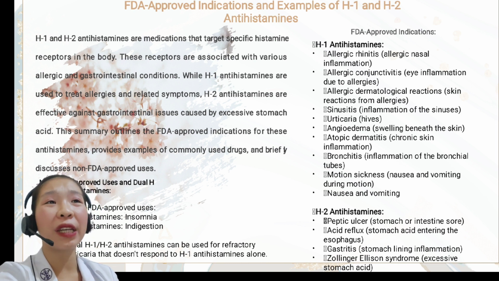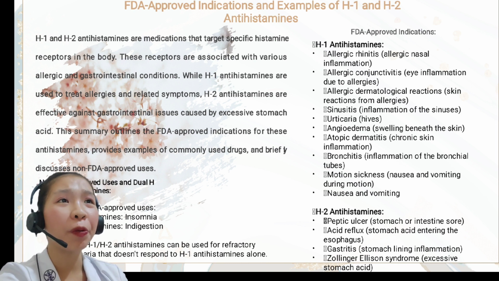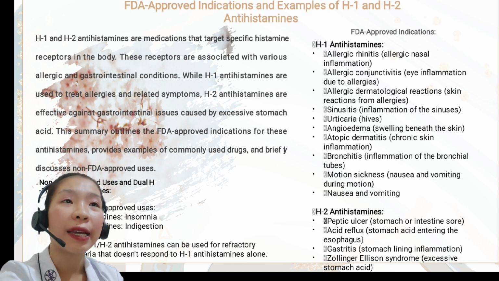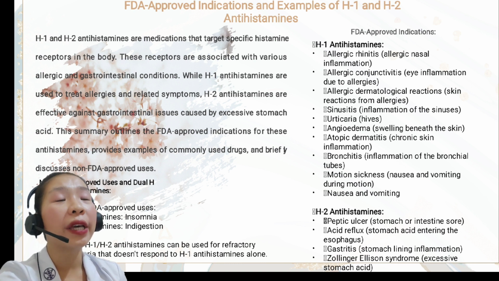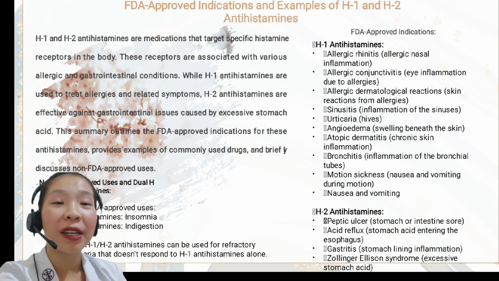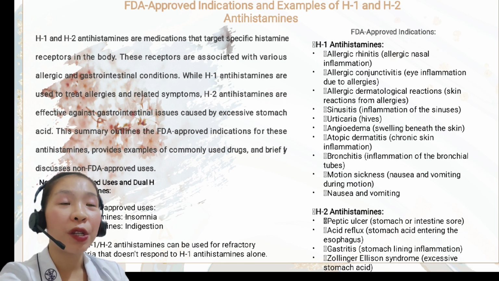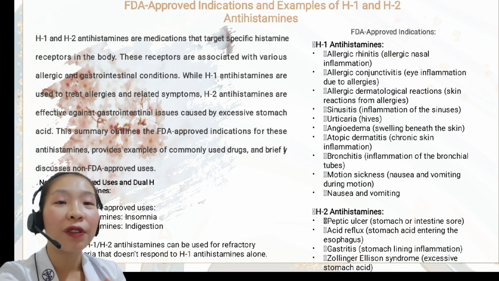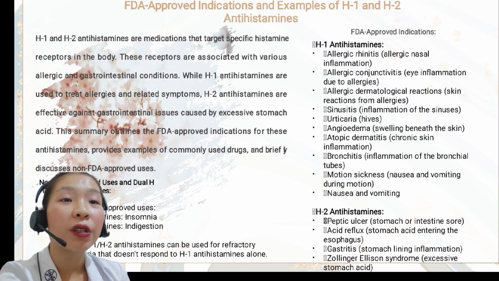Okay, so you can see here the FDA approved indications for H1 antihistamines. We have the following. First is allergic rhinitis. I've mentioned it earlier, the nasal inflammation caused by allergies. Number 2, conjunctivitis, which refers to our eyes, meaning it is the eye inflammation. Number 3, we have allergic dermatological reactions.